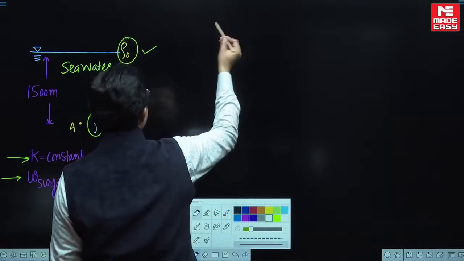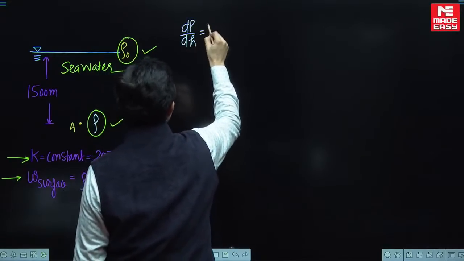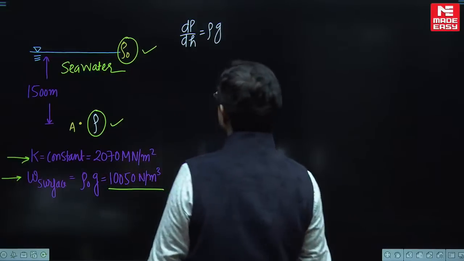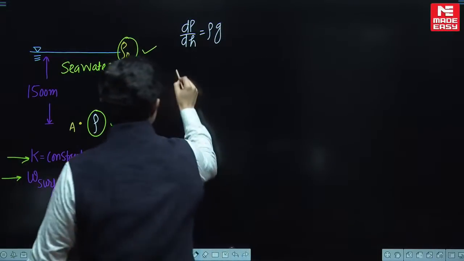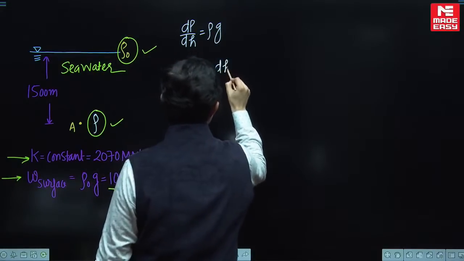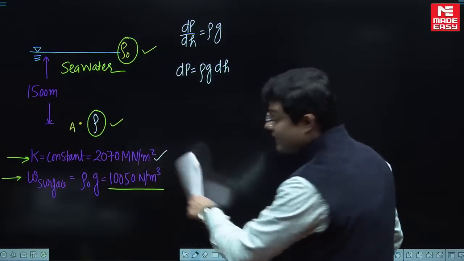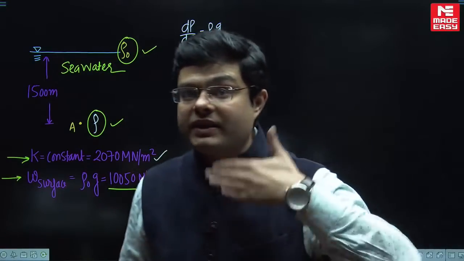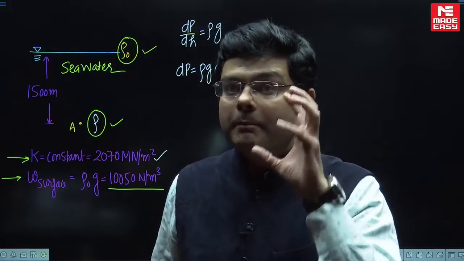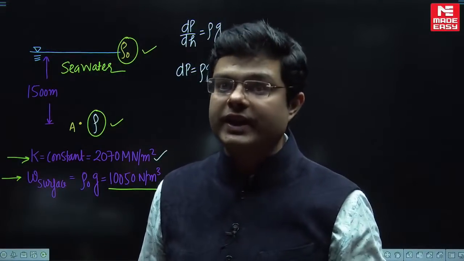See, whether it is compressible or incompressible doesn't matter to me. dP by dH will be equal to rho g, right? So from here dP can be written as rho g dH. Let it be like that. But one important thing given in the question is beta. Now some complicated problems are coming on the board. Be highly attentive. You will get to learn a lot of things.